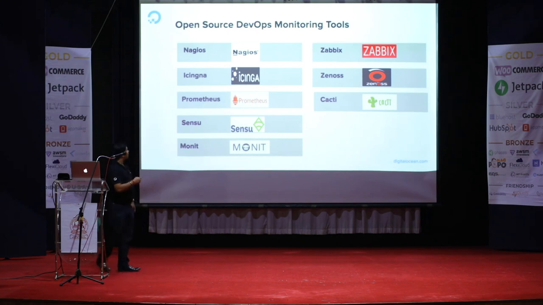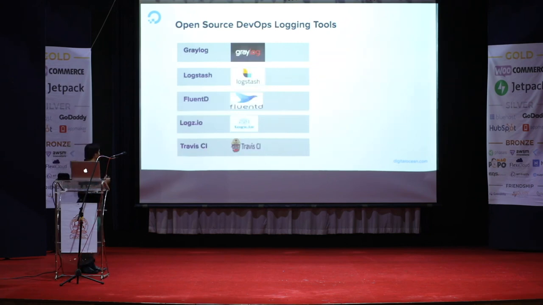I'll go through two more slides and that's it, I think I'm done. So this is for your monitoring solutions: Nagios, Zabbix, Prometheus, Sensu, Monit. If you want, you can take a picture. I'm just running short on time. These are some of the open source logging tools: Graylog, Logstash, Codebeamer, Travis CI. And from security, I think that's the last one. Some security solutions on it.